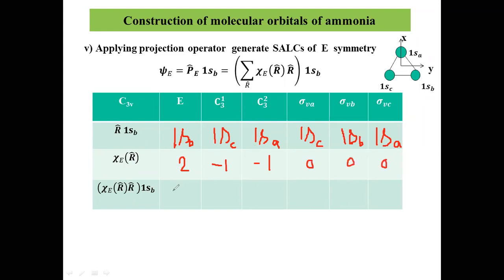Now if I multiply them, what we get exactly like that is 2 into 1s B, minus 1s C, minus 1s A, and these are going to be 0 because I'm multiplying with 0. Right, so this means I have the operation, which is the first line, then I'm multiplying with the character, so that is the second line, and this is the result.